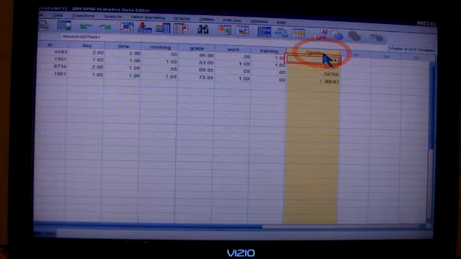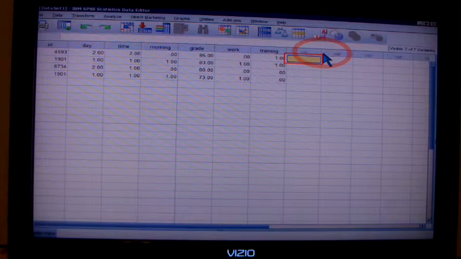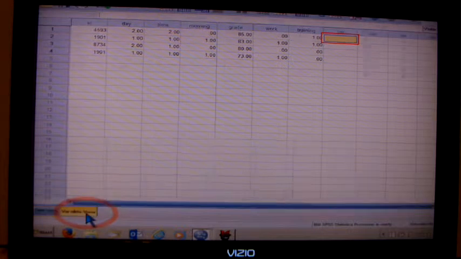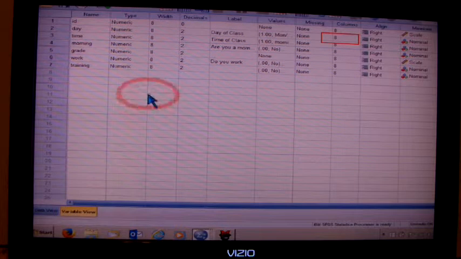And I want to get rid of that, because that's what we're going to do next. Let's go to variable view. Okay? And this is what I was talking about.